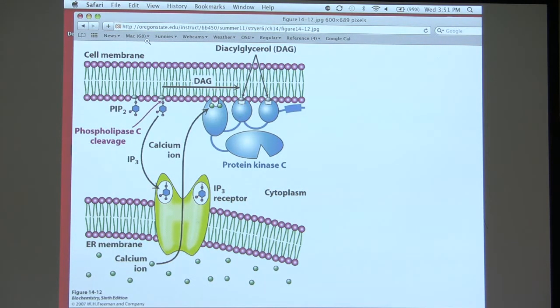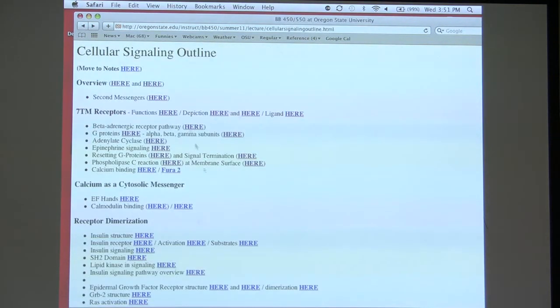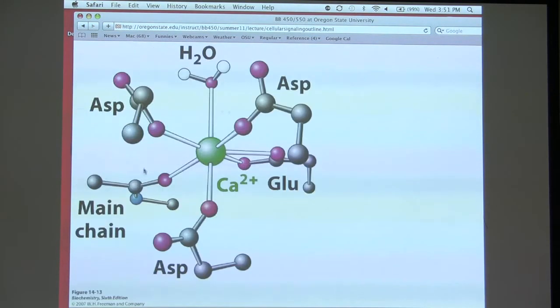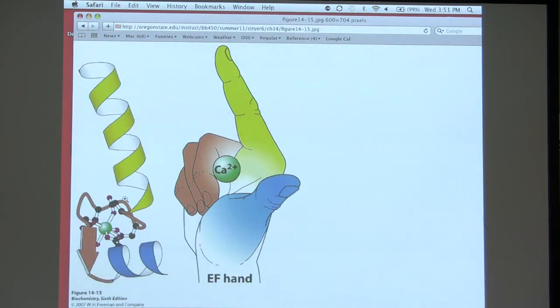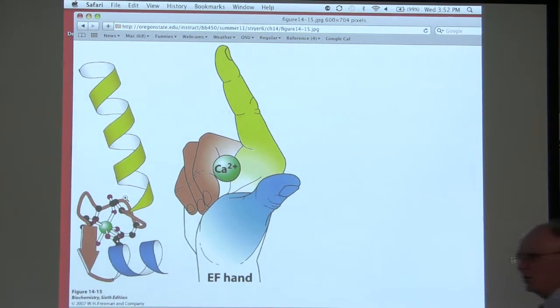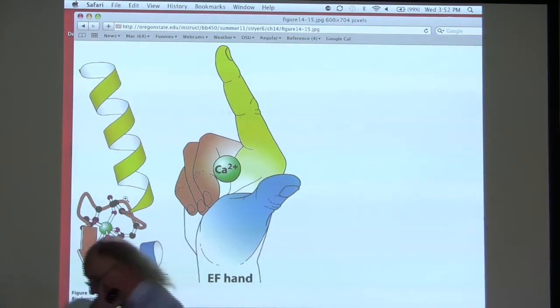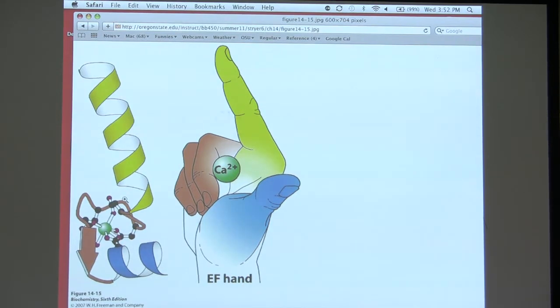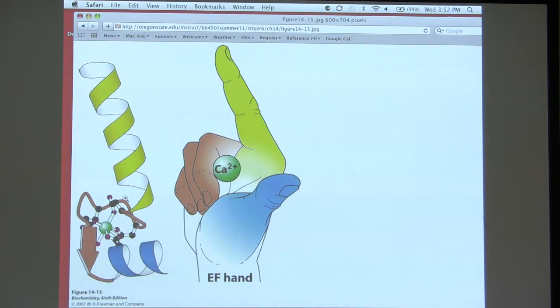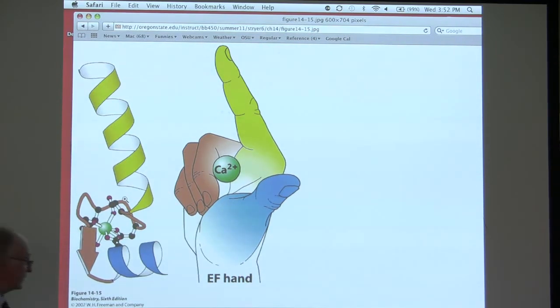Okay, so that's the protein kinase C system. It's also a 7TM, as I said, just like the beta adrenergic receptor system, or the epinephrine system was. The binding of calcium is interesting and important in the cell. The reason it's important is, as I said, calcium is something the cell has to be pretty careful with. Calcium in high enough concentrations will cause DNA to precipitate. The cell can't afford to have its DNA precipitate. So that's one of the reasons we see it sequestered into organelles like endoplasmic reticulum, like sarcoplasmic reticulum.